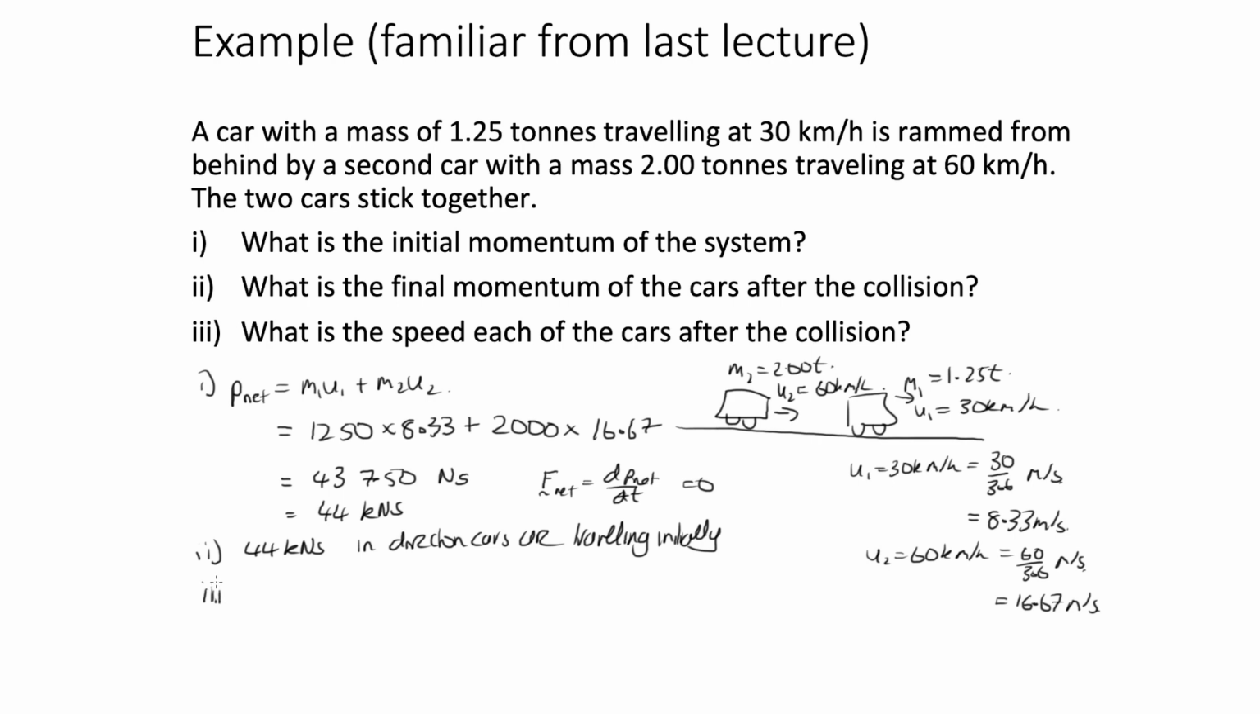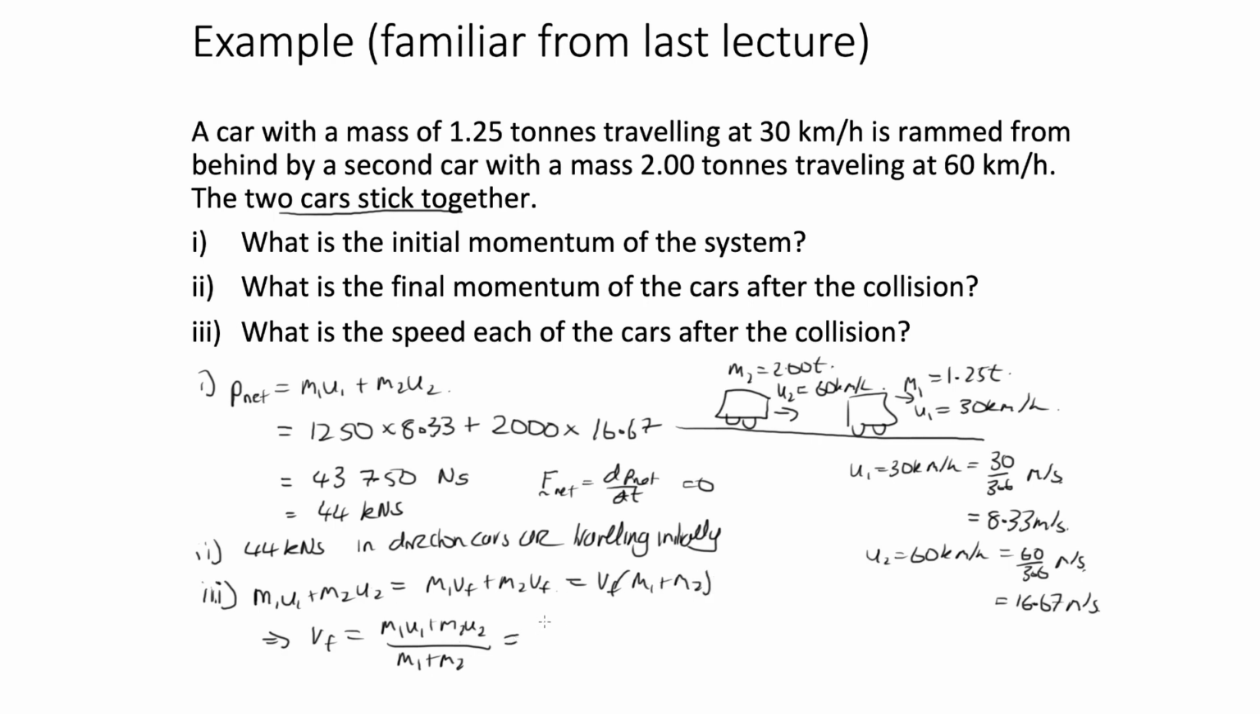And then part 3 says, what is the speed of each of the cars after the collision? Okay, so the two cars stick together. Because the momentum's not changing, we can say m1u1 plus m2u2 is equal to m1 v final plus m2 v final. So this tells us that v final is equal to m1u1 plus m2u2, which is just our P net, divided by m1 plus m2. That was just pulling the final velocity out as a common factor and dividing by that.